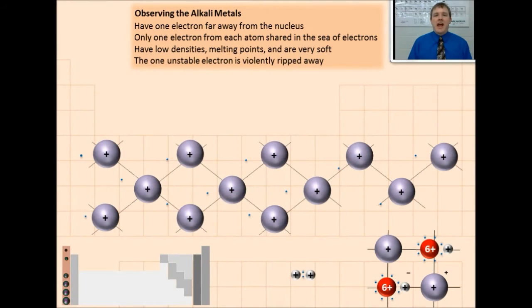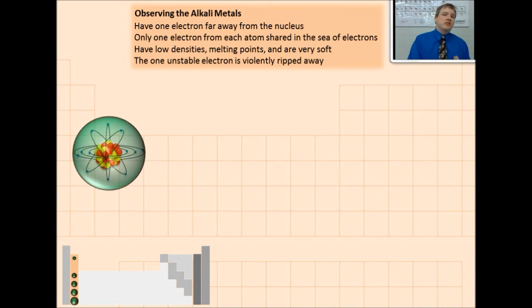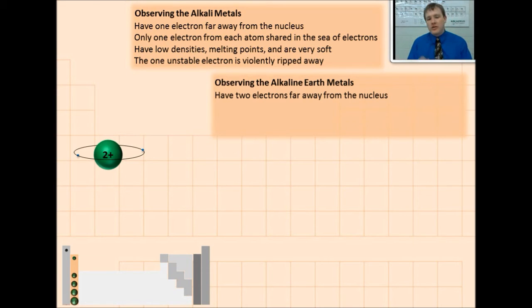Now that you've seen a reaction of alkali metals, let's take a look at what happens with the alkaline earth metals. The alkaline earth metals are located right next to the alkali metals on the periodic table. We're going to take a look at the metal magnesium because that's the one we'll be observing in this lab. All of the alkaline earth metals have 2 electrons far away from the nucleus in their outer shell.